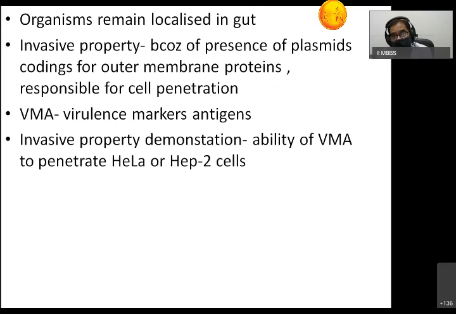The invasive property is due to the presence of a plasmid coding for outer membrane proteins, which are responsible for cell penetration. So there is a virulence marker antigen that accounts for virulence. The invasive property can be demonstrated by the ability of the organism to penetrate HeLa or HEp-2 cell cultures.